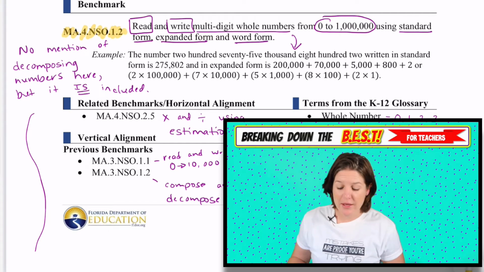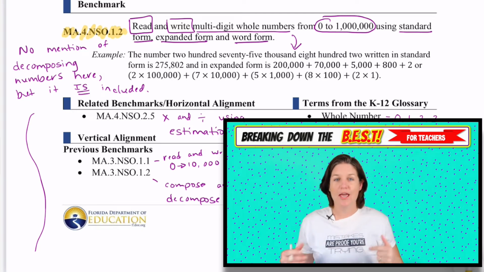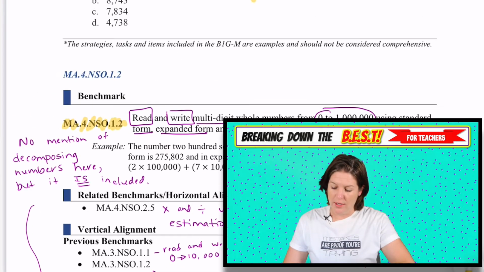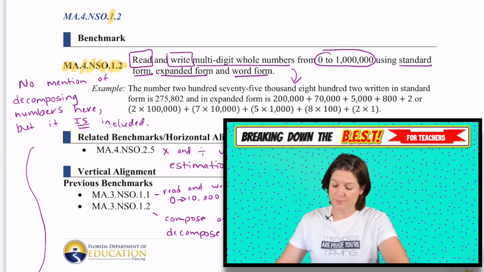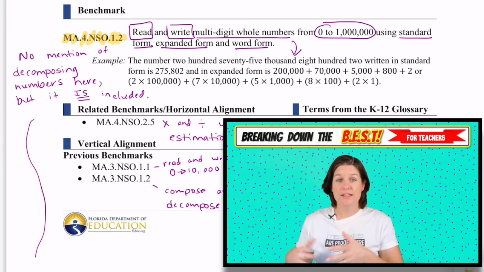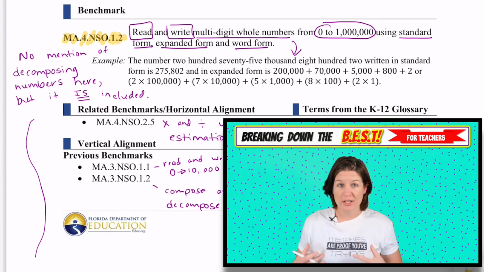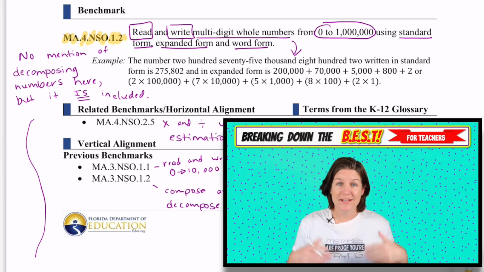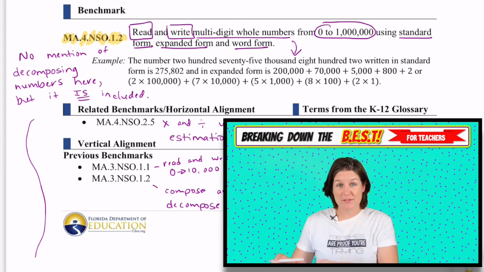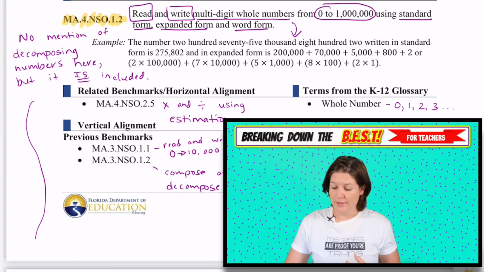MA.4.NSO.1.2. MA stands for math, 4 stands for 4th grade, NSO stands for number sense operations, and 1.2 is our benchmark today. Because we're in the 1 right up here, this is a lot of place value that's happening. By the way, this document that I'm using is available to the public. This is a document provided by the Florida Department of Education, and all that I'm doing in this video is showing you how I pick apart these standards in order to create content and resources that are specifically aligned to the standards. So I figured, why not open it up and we can learn from each other.